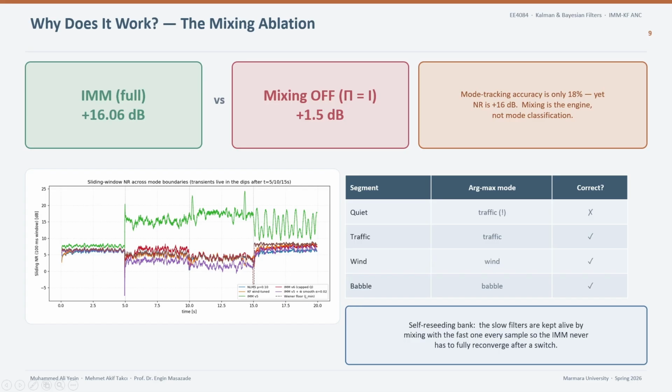What the IMM really is, as you can see in the bottom box, is a self-correcting bank. The slow, accurate filters are kept alive by mixing in a little of the fast filter every sample. So, after a sudden change, the IMM never has to fully reconverge. The mixing, not the classification, is the engine. That was the most surprising and honestly the most satisfying finding of the project.